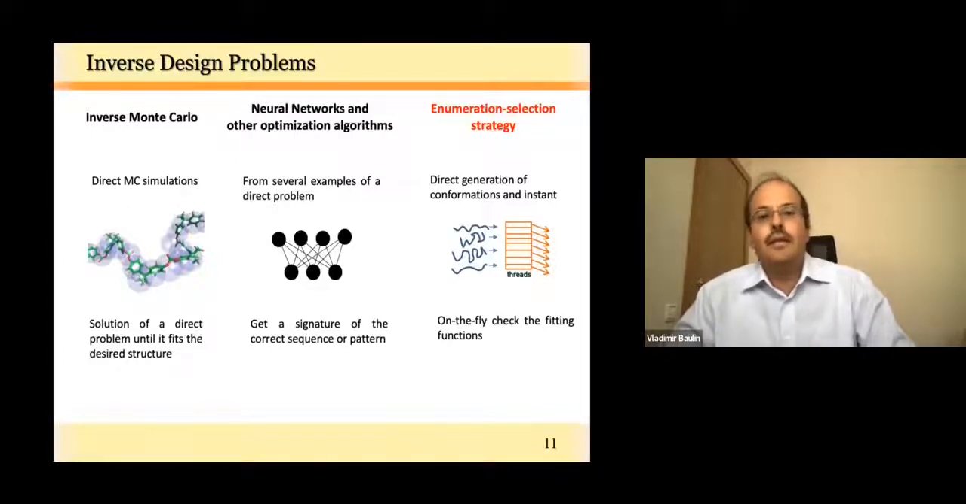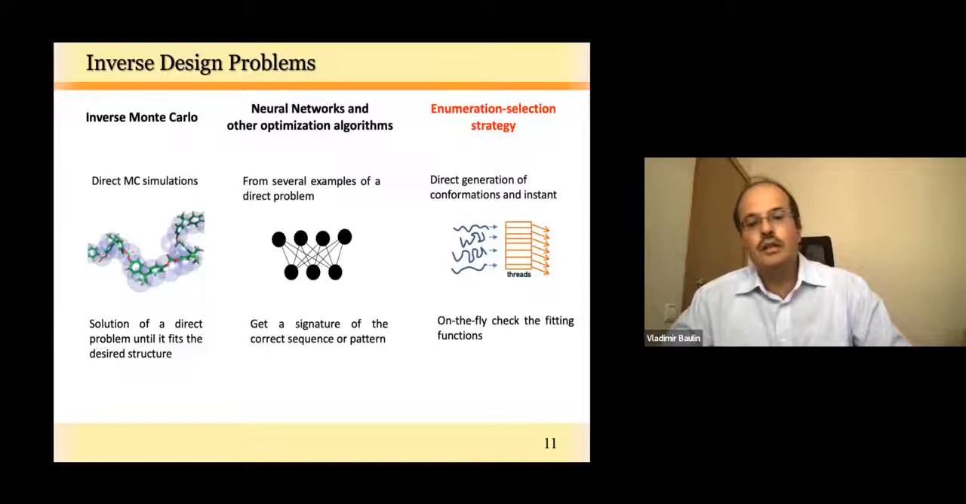So what are the solutions for this inverse problem? There is an inverse Monte Carlo method, which just solves direct Monte Carlo simulations many times until you reach the desired properties. This is a direct method, and it's very painful because you need to make a lot of direct simulations. Then there is another method, neural networks. For example, you have a training set for which you know how it works, and then you can get a signature of the correct sequence or pattern from those neural networks, and it may predict the structure. So there are many heuristics. The result is not guaranteed to be the correct one, but it can explore the parameter space quite efficiently.